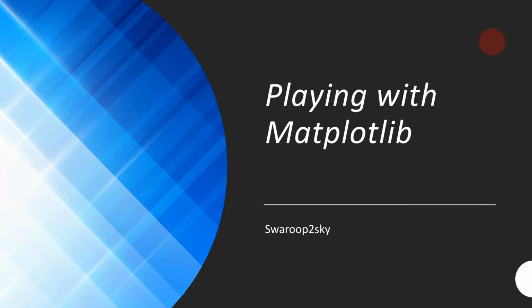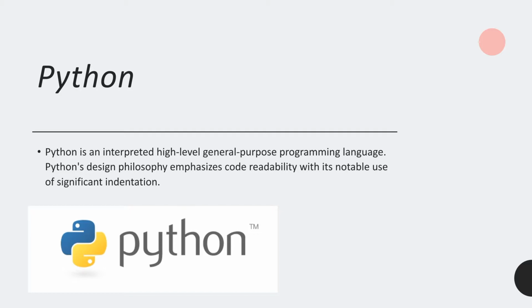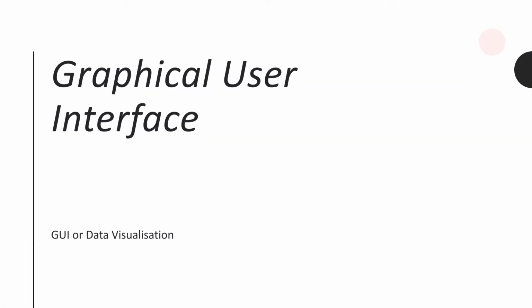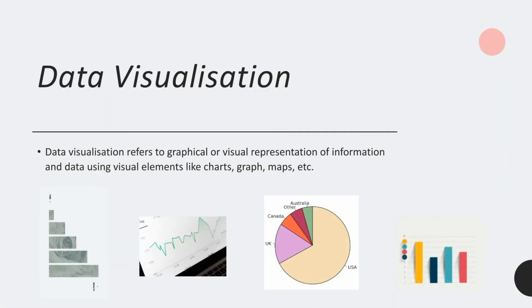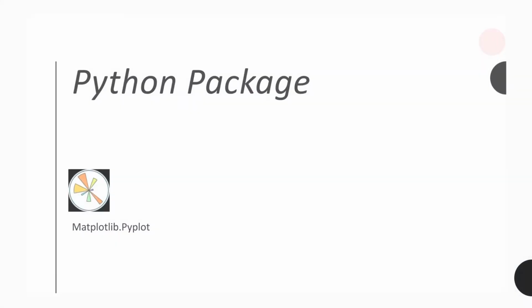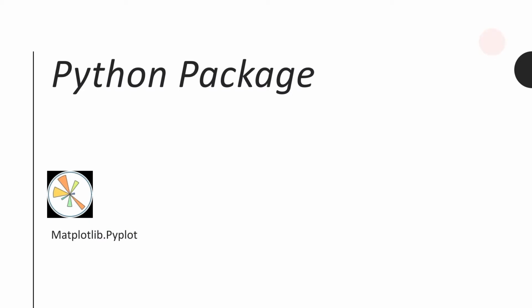Playing with Matplotlib part 1, in the Python programming language, which is a highly general-purpose language. We know how to use different types of packages, as in our course, and for graphical user interfaces or data visualization we use different libraries. Then what is data visualization? Data visualization refers to the visual representation of any data, using a bar chart, line chart, pie chart, or different other ways. And for that purpose we use matplotlib.pyplot.